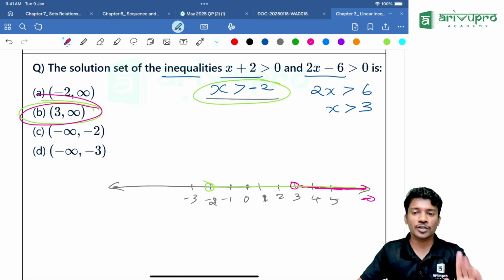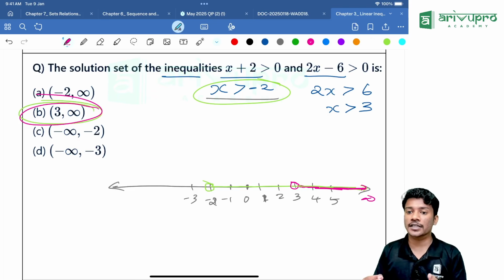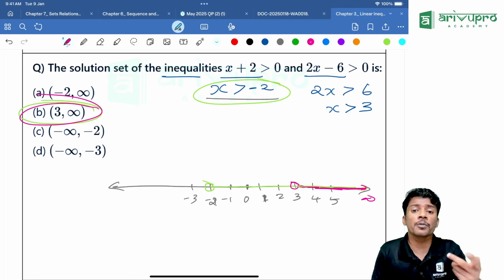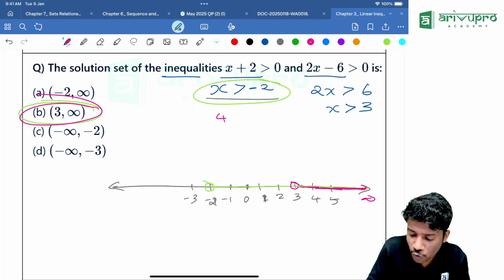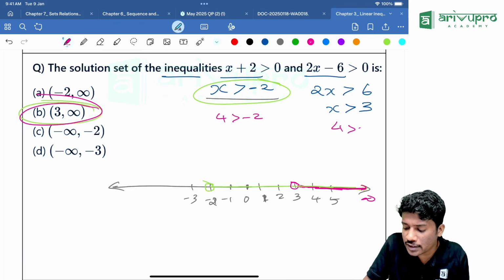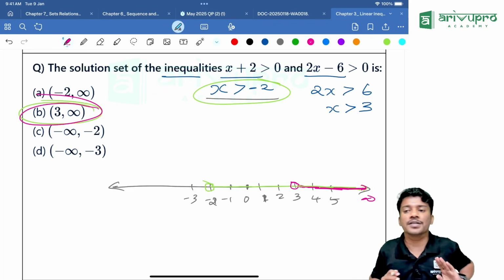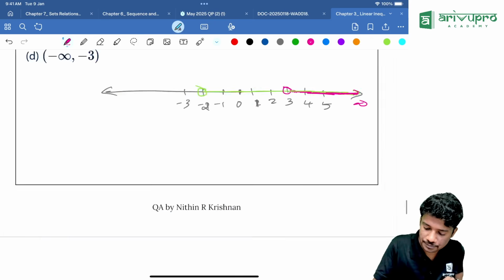Everyone understood that? Anyone is having doubt over that? And if you are thinking that this answer is correct, always cross check. Now you will put 3 or you will put 4. A value greater than 3 is how much? 4. Substitute over here. Is 4 greater than minus 2? Yes, that is correct. Then is 4 greater than 3? Yes, that is also correct. That means option B is the right answer. Got the point? Yes.